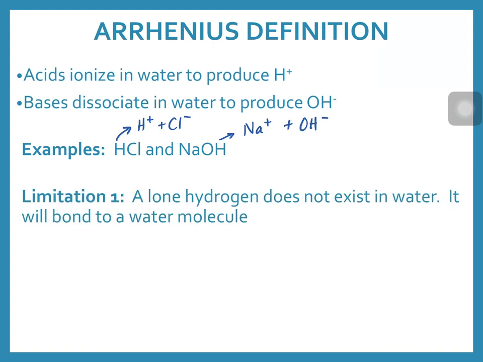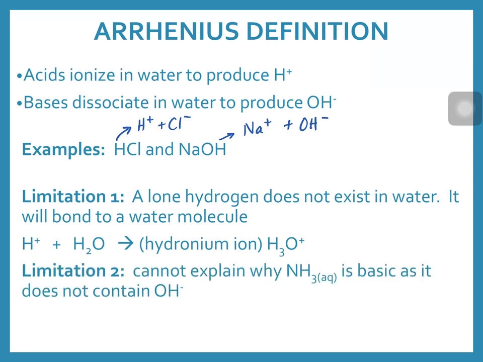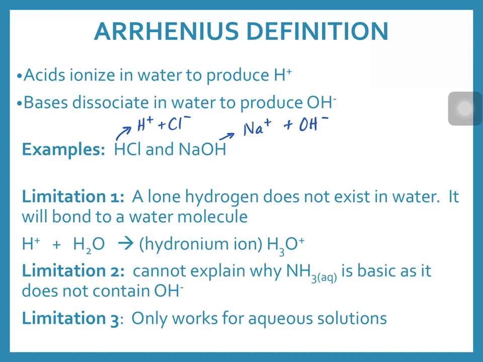The first problem with that is that hydrogen ions actually do not exist on their own. What actually happens is they bond to a water molecule to create what is called a hydronium ion, H3O+. The second problem with the Arrhenius definition is it doesn't explain why something like ammonia, NH3, is basic, but it does not contain an OH. The definition from before was simply that bases had a hydroxide ion as part of them. And the third problem is that it only works for aqueous solutions.